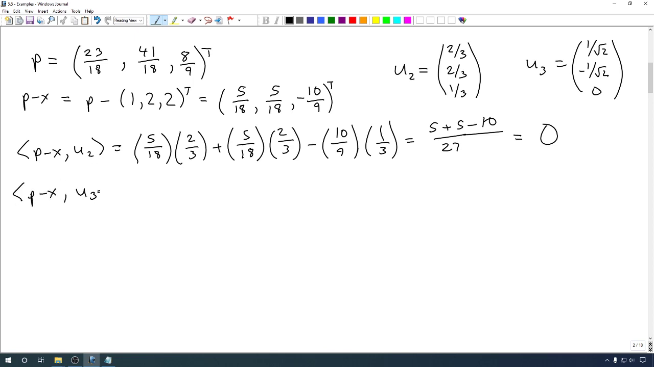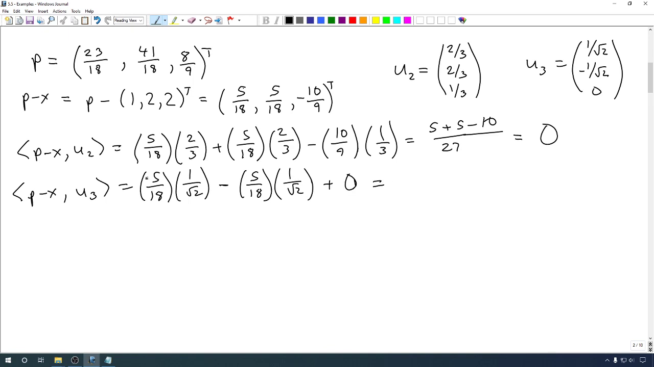What about u3? Well, same process. 5/18, but this time times 1/√2. Then we have 5/18, but this time times negative 1/√2. And then we have a 0. I'm not even going to write that one out. This one's actually even simpler than what we had before, because that's not even there. We have something minus itself, so we have 0. So p minus x is actually orthogonal to both our basis vectors.